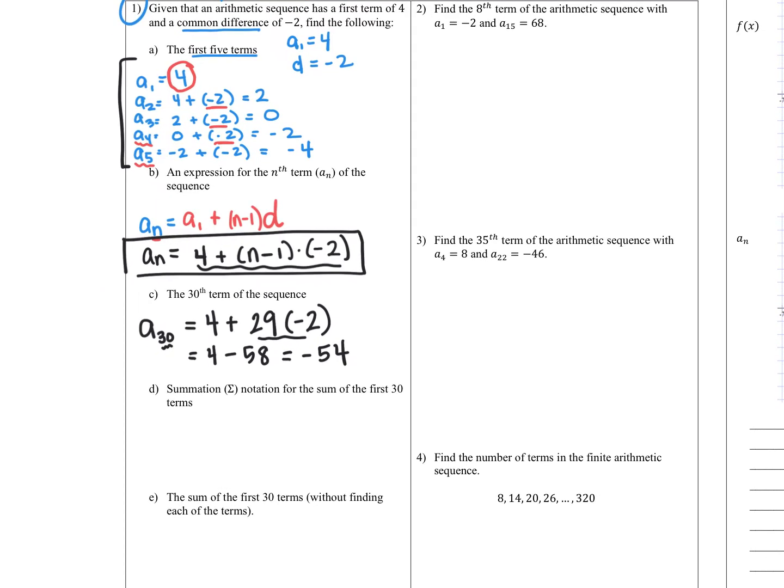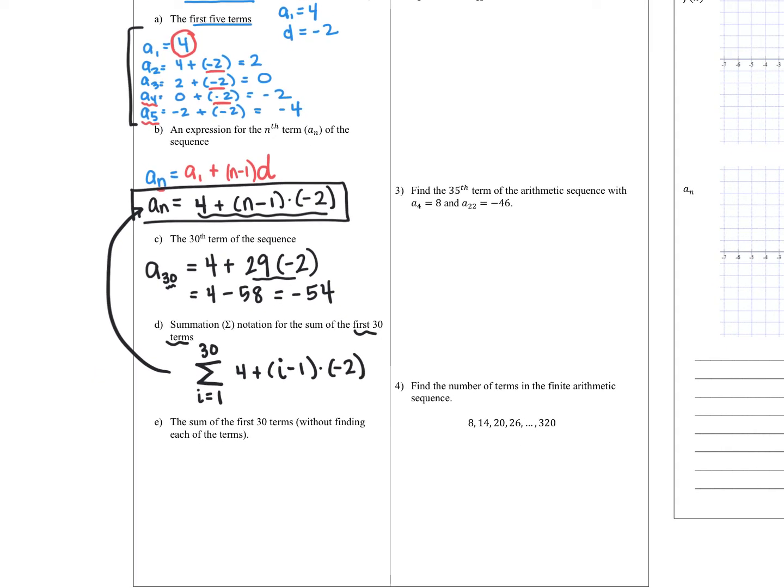Now we still have part E. Part D, it wants the summation notation. So remember, this is a way to say add. So if we want to add the first 30 terms, we're going to start, and I'm going to write i equals 1. And we're going to count all the way to 30. And what we're plugging into is this expression. So we're going to write 4 plus, instead of n, I'm going to use i minus 1, just that's a common subscript, times -2. And so there's that notation with summation notation.